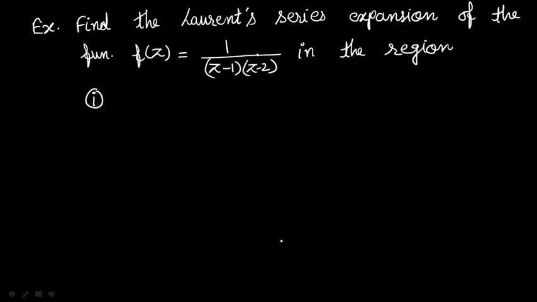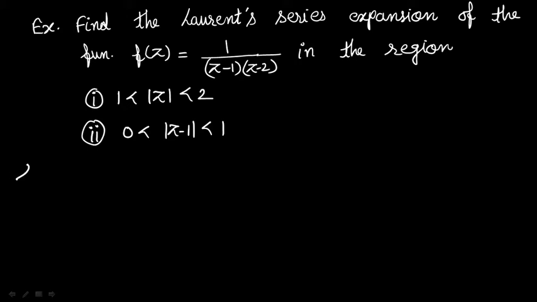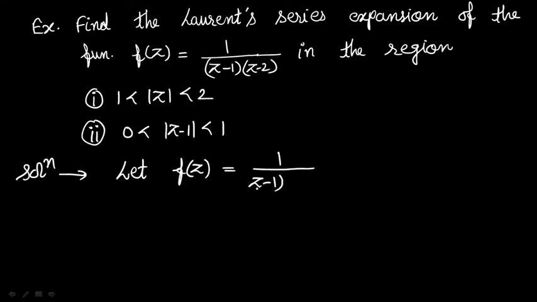Now we solve a problem on this. Find the Laurent series expansion of the function f of z equal to 1 upon (z minus 1) into (z minus 2) in the region. Now here the conditions are given: 1 less than mod of z less than 2, and the second condition is 0 less than mod of z minus 1 less than 1. Now we solve this problem. Let us consider f of z equal to 1 upon (z minus 1)(z minus 2).